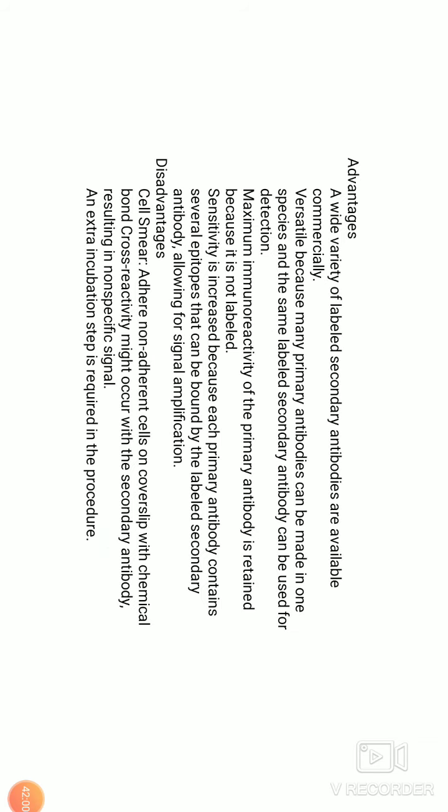The biggest advantage here is that a wide variety of labeled secondary antibodies are available commercially. It is versatile, because many primary antibodies can be made in one species and the same labeled secondary antibodies can be used for detection. Maximum immunoreactivity of the primary antibody is retained because it is not labeled or modified. Sensitivity is increased because each primary antibody contains several epitopes that can be bound by labeled secondary antibody, allowing for signal amplification.